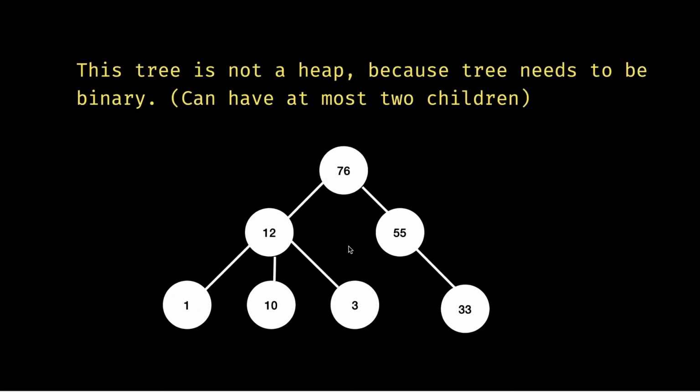If we see some examples here, we can see what heaps are and what heaps are not. If you see this tree, it is not a heap. You can clearly see the reason: this particular node 12 has 3 children, and if it has 3 children, then it is not a binary tree, and if it is not a binary tree, then it is not a heap.